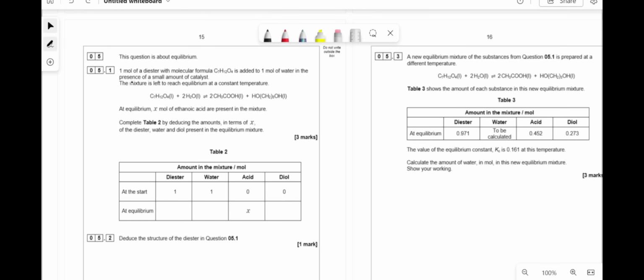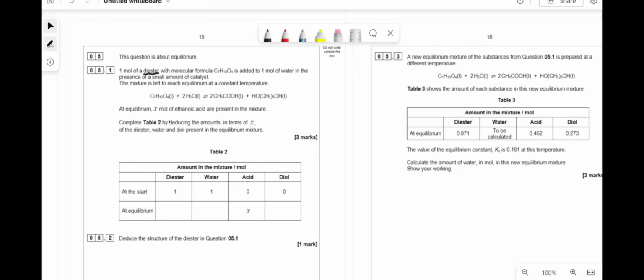Okay, this question is about equilibrium. 1 mole of a diester with the formula C7H12O4. So I'm going to highlight that it's a diester. This might be of use later. It is added to 1 mole of water in the presence of a small amount of catalyst, and the mixture is left to reach an equilibrium at a constant temperature. So we've got this ester becoming a carboxylic acid and an alcohol.